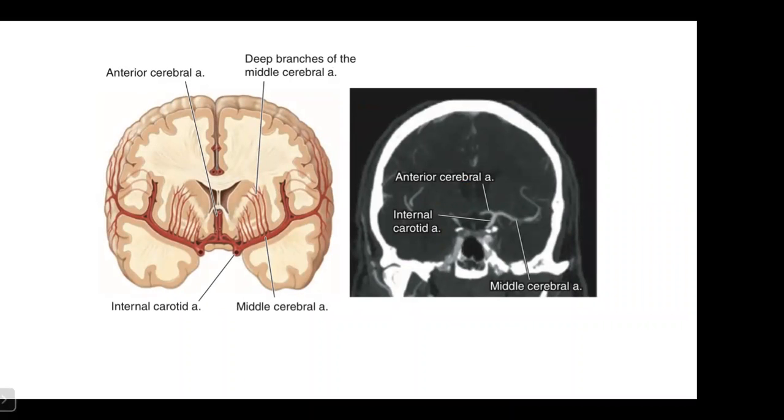This is a schematic picture and MRI picture, which shows the distribution of the middle cerebral artery. At the level of M1, it gives several deep branches, which are called lenticulostriate vessels, and most of the lacunar infarcts usually occur at this place.